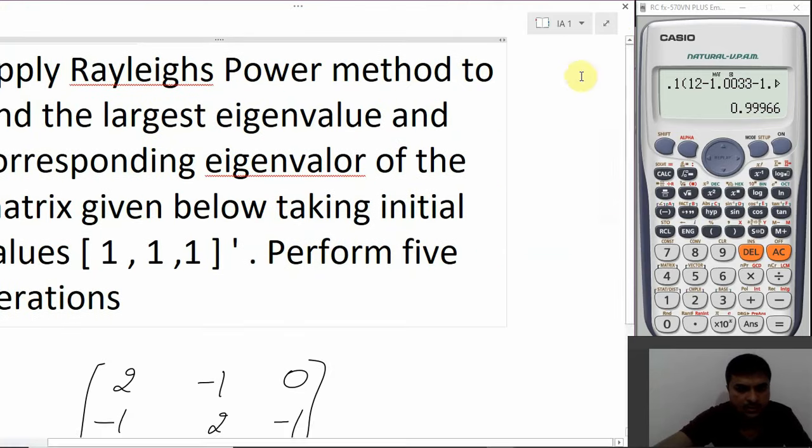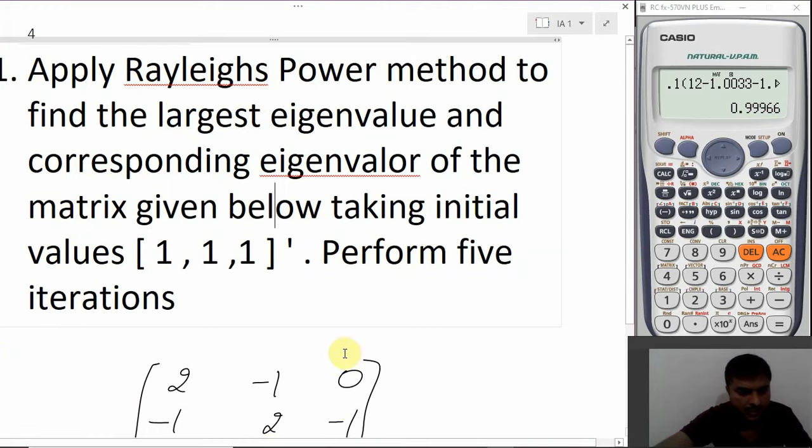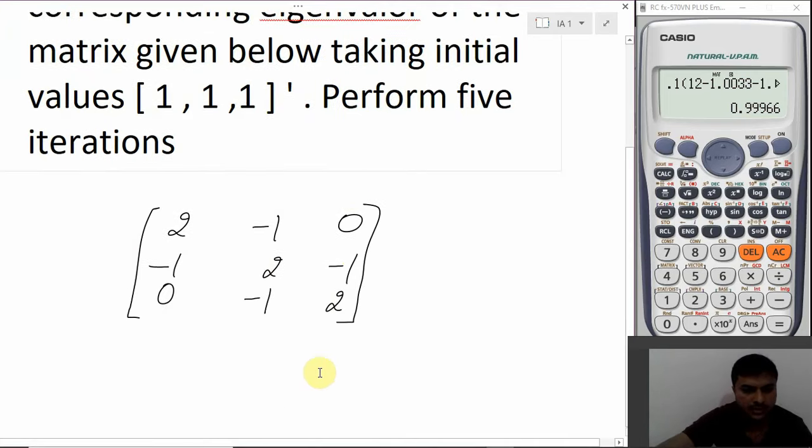Next I will go to the next method, that is the fourth question: apply Rayleigh's method. You can see in this Rayleigh's method very easily, students. You should always understand the problem. Apply Rayleigh's power method. They have given the equation, and the initial value also they have given. Quickly write down the approximations here below.